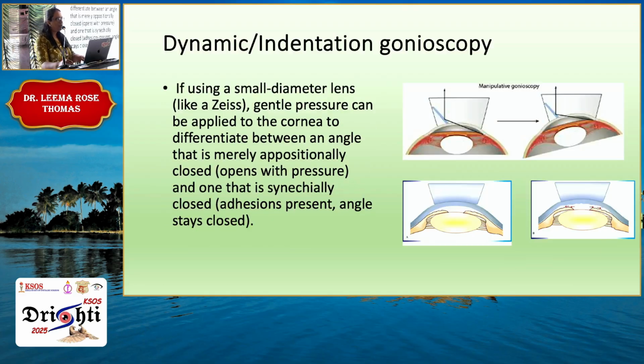Now, dynamic or indentation gonioscopy. In the cases of small diameter cornea, you actually press the center of the cornea, which would push the aqueous into the periphery and therefore will widen the angle. So if the closure was appositional, you will get an opening of the angle, and if the closure is synechial, it doesn't open. So you differentiate between that. The same thing can be done in manipulative gonioscopy as well. As far as a Goldmann is concerned, pressing will close the angle because the flange is at the limbus. There you ask the patient to look at the mirror that you're examining, which will open up the angle.